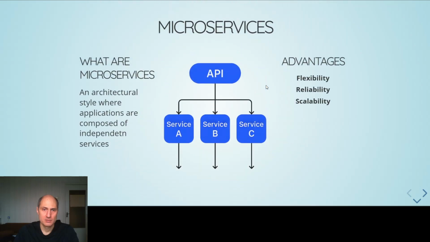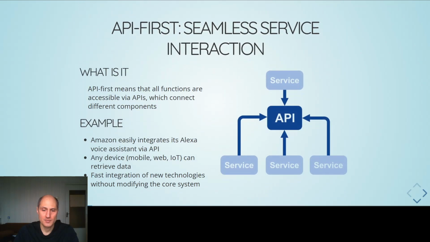And the next part is API first. What is API first? API first means that all system functions are accessible through an API, which serves as the central link between different components. Unlike traditional development approaches, where the API is built later, API first architecture designs the API at the very beginning, ensuring maximum flexibility and ease of integration.